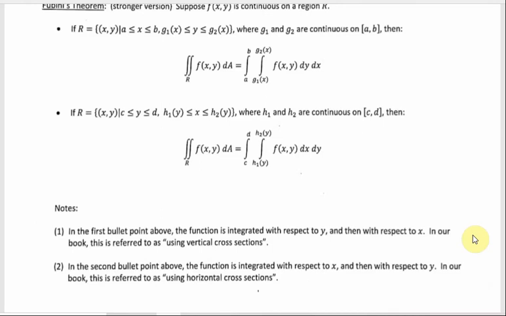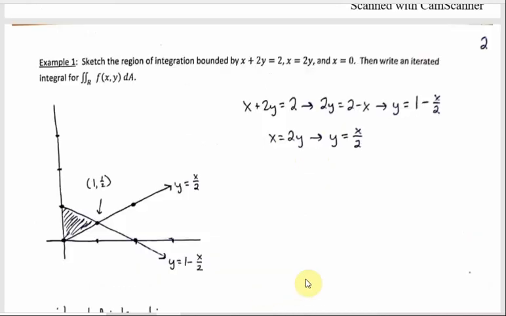And then the other way around is called using horizontal cross sections, because the other way around is this, where you have dx dy. So you integrate with respect to x first, so you're integrating horizontally first. So horizontally first, using horizontal cross sections.